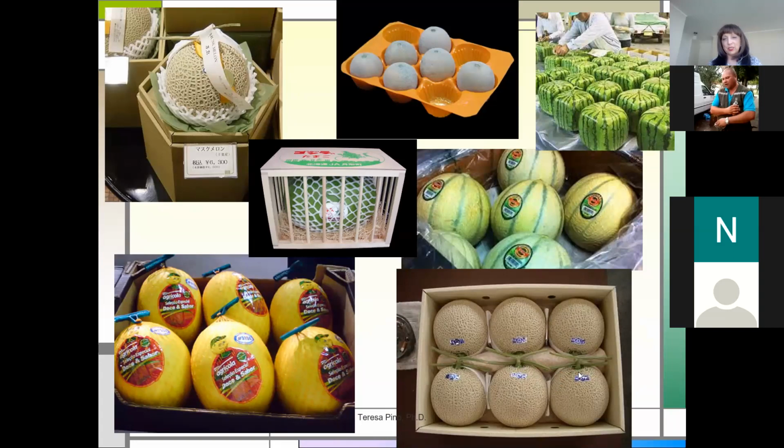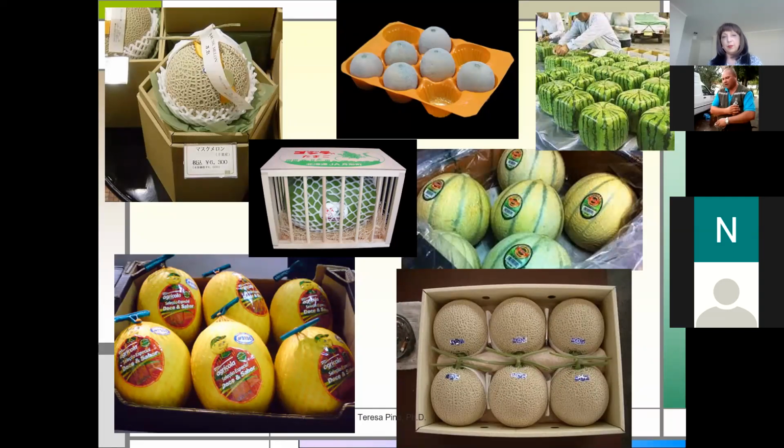Look at the difference on this one. This is a very cheap packaging. And look at this one. One is individually wrapped. So that's what I told you before, when you're dealing, you have to meet the requirements of the importer.